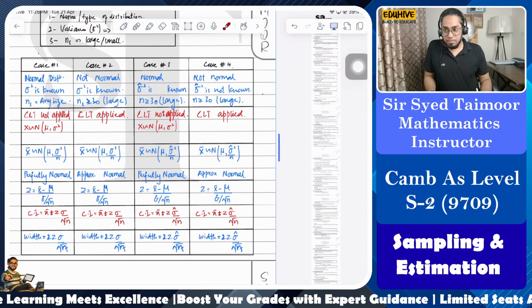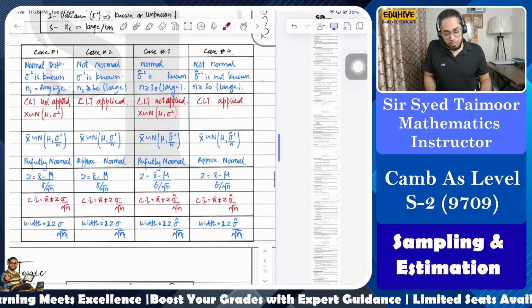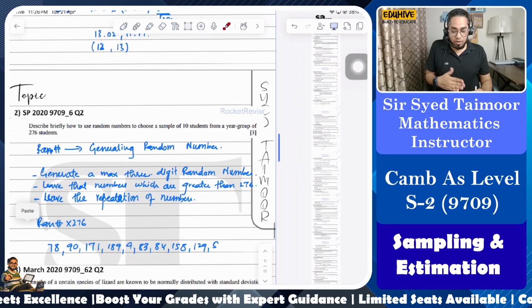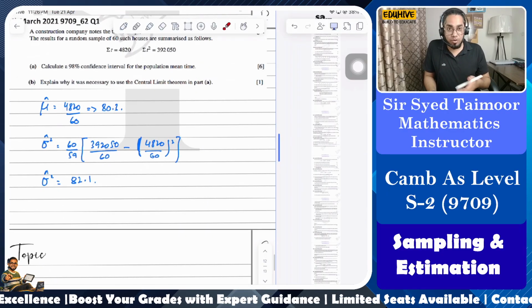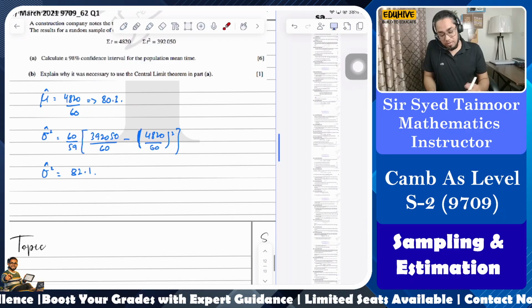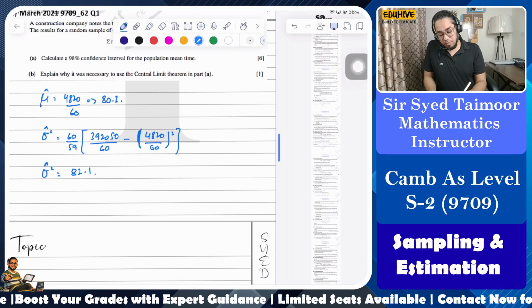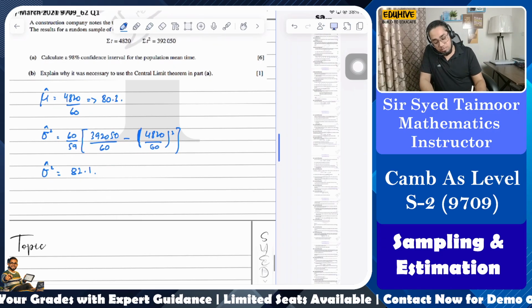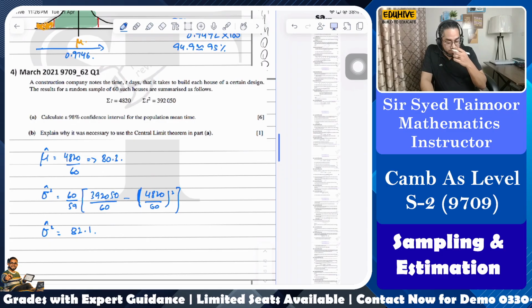But we have already done that thing, no? Do not need to just go for the CLT, because we have to go for the confidence interval, and we have used the estimated, so no need for this one.